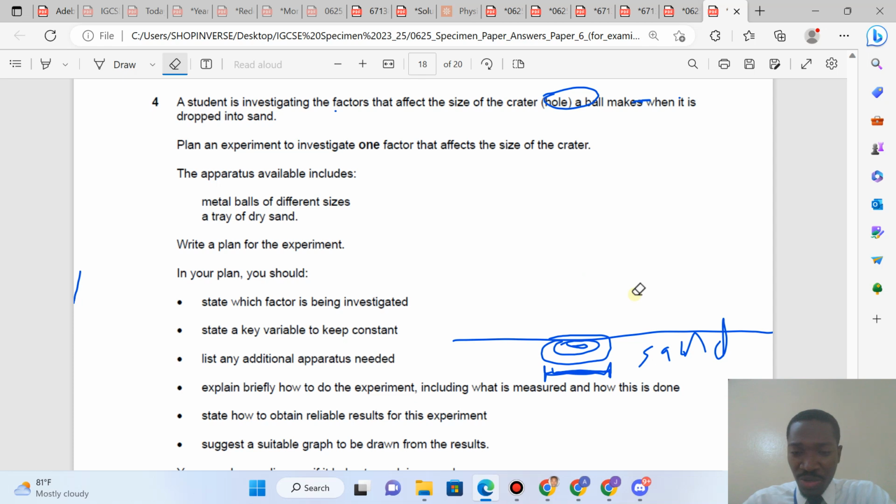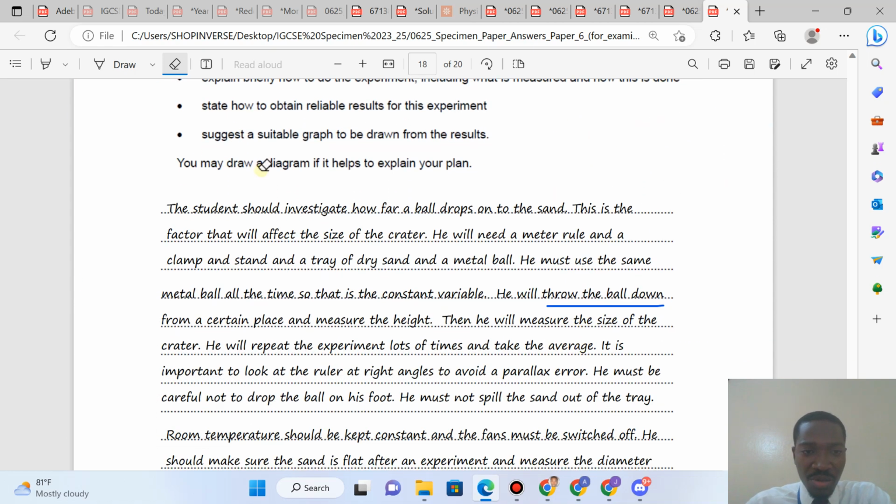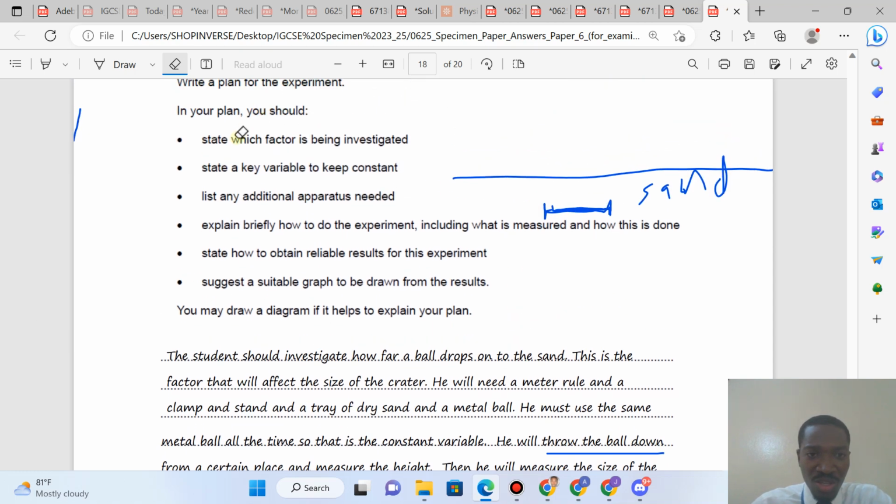Now let us see the response this student gave to this question, and this will guide us to know mistakes that we need to avoid. Now the student goes by saying a student will investigate how far a ball is dropped. This is already in the question. You don't need to state statements like this. You should just go straight to the procedure. Number one, which factor is being investigated? You are trying to investigate the width of the hole.